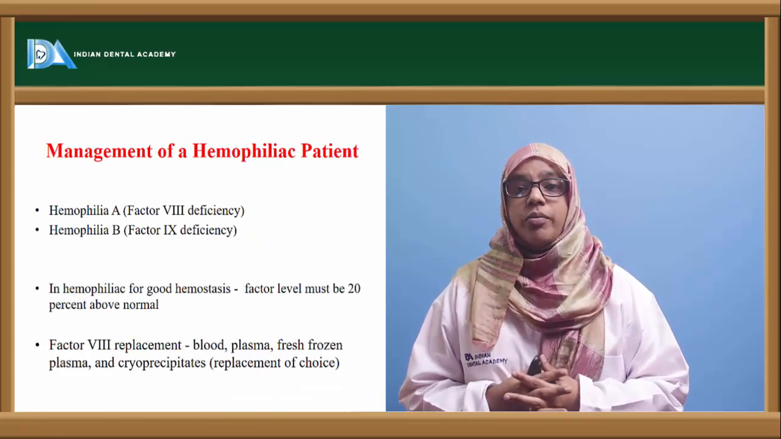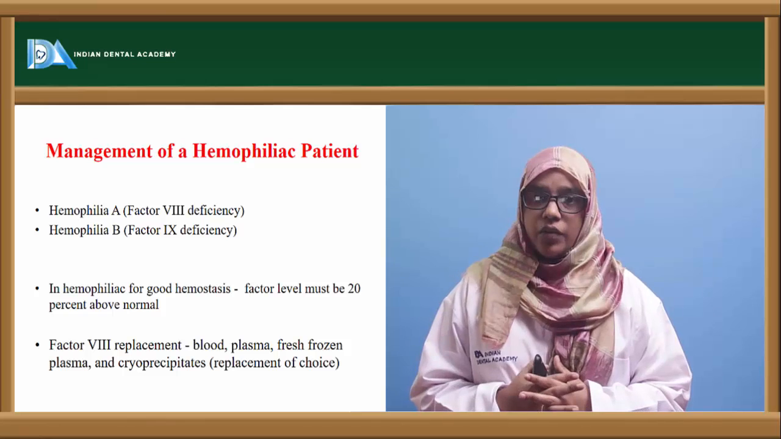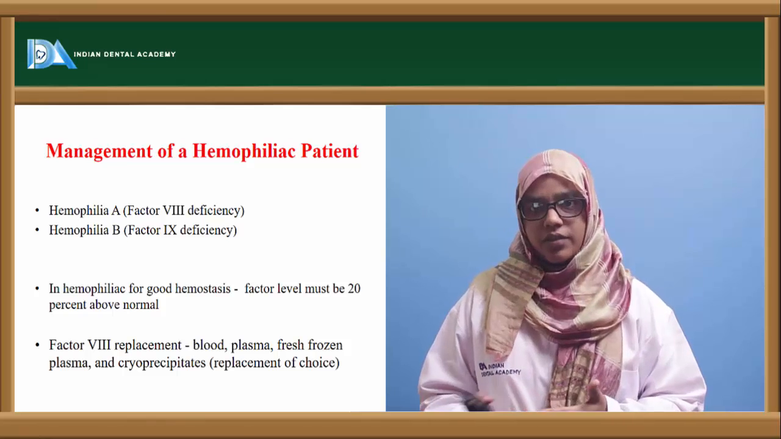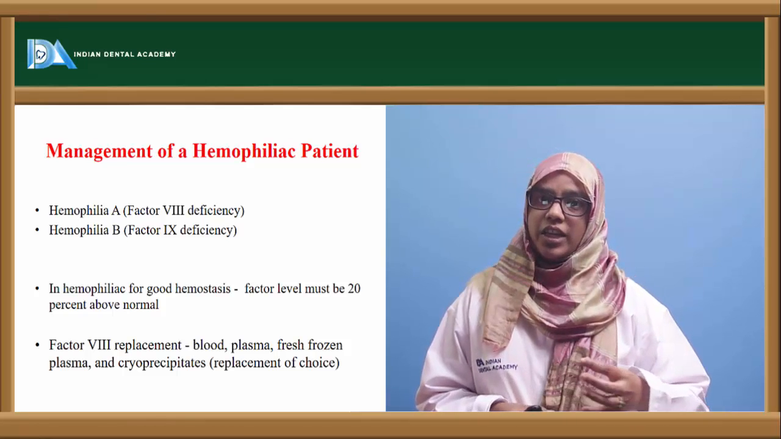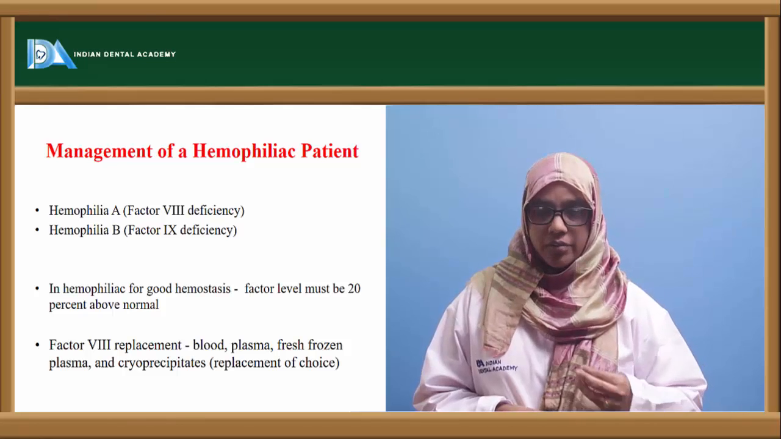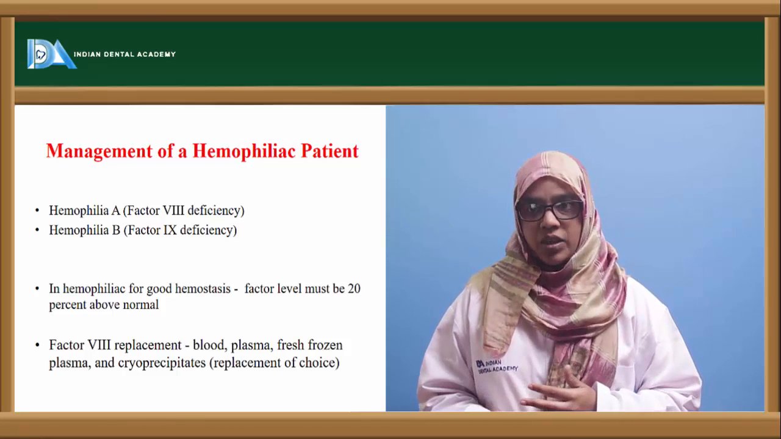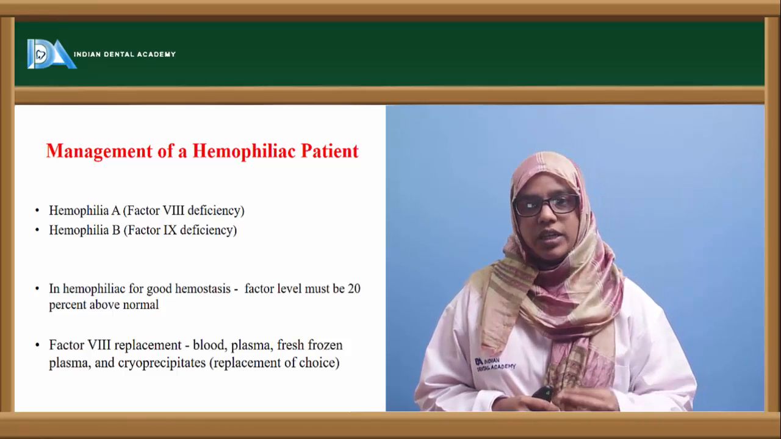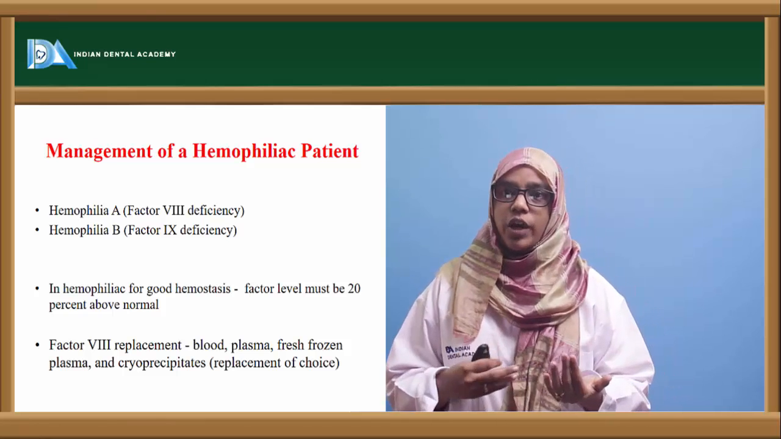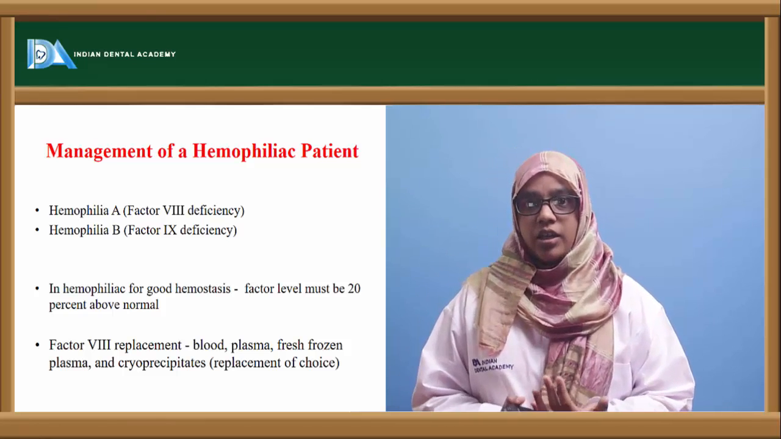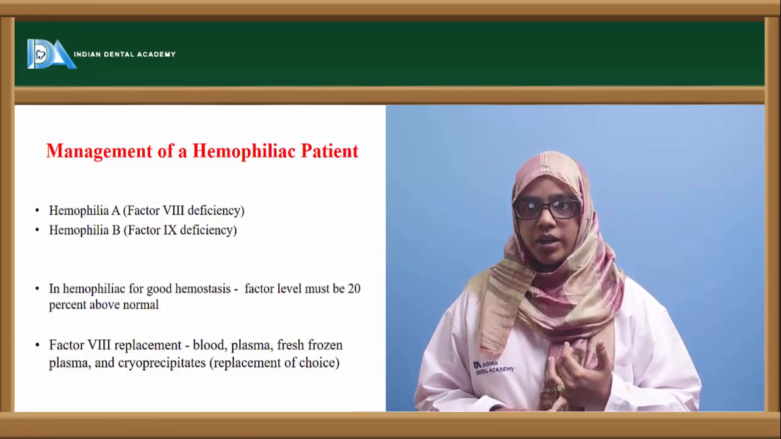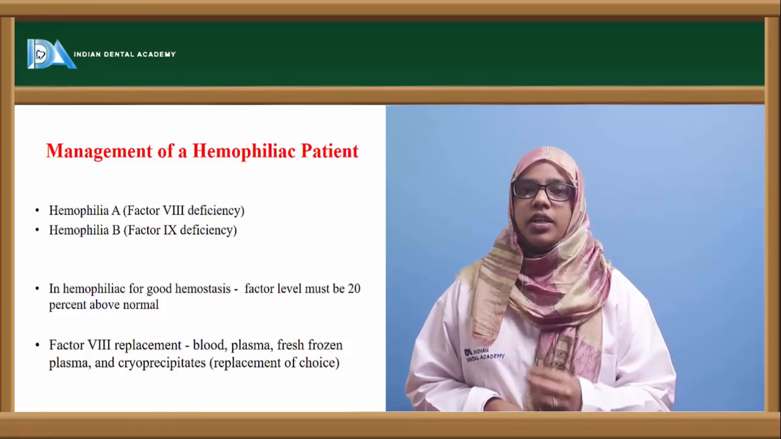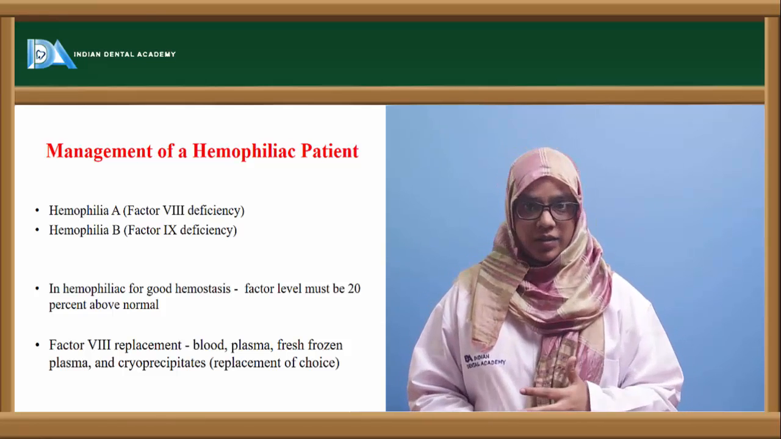Now, let's move on to the management of the hemophilic patient. Hemophilia is a hereditary disease. It is a sex-linked disease of a recessive variety, wherein hemophilia A is because of deficiency of factor 8 and B is because of deficiency of factor 10. In hemophilia, for good hemostasis, the factor level must be 20% above the normal level. Otherwise, you have to transfuse or replace factor 8. This replacement can be done in the form of blood, plasma, fresh frozen plasma, or cryoprecipitate. Cryoprecipitate is preferred anytime, but it is very difficult to get and very expensive.